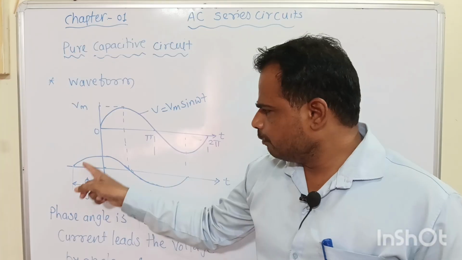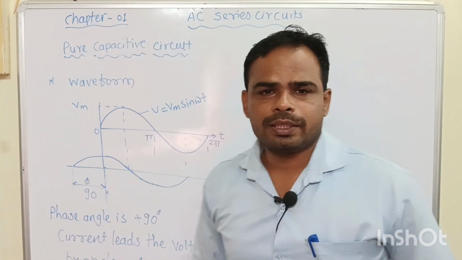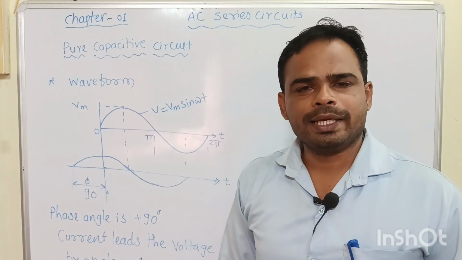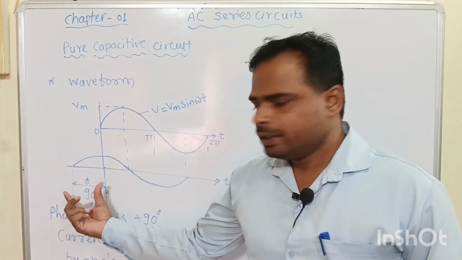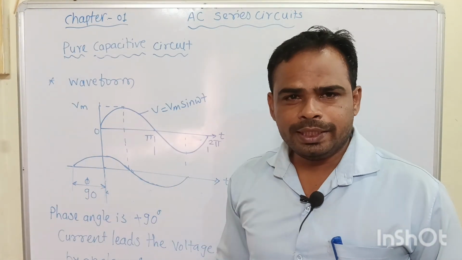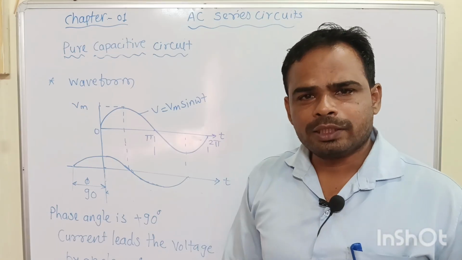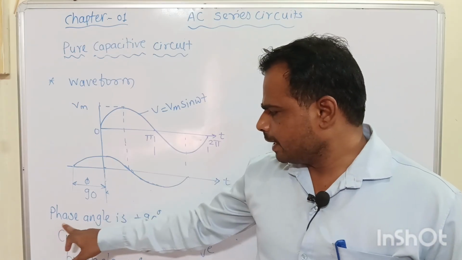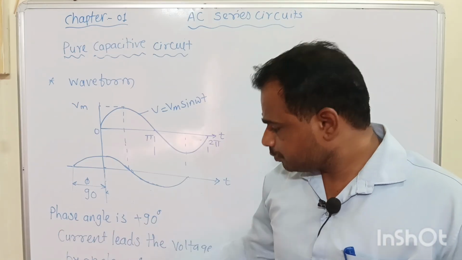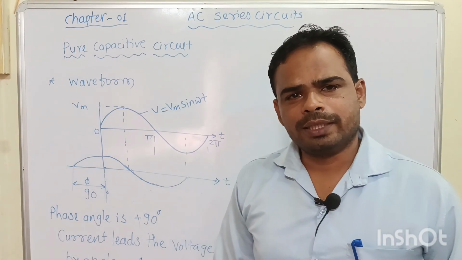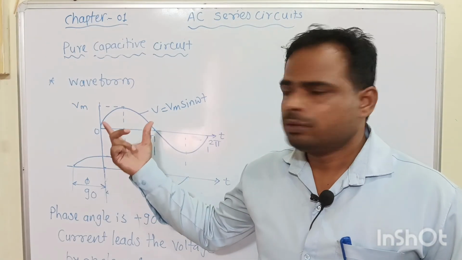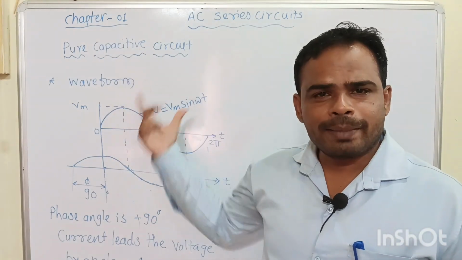And this is the waveform of current. See here, current leads the voltage by an angle of 90 degrees. Here phi is equal to 90 degrees. It means the current is leading the voltage by an angle of 90 degrees. Here the phase angle is plus 90 degrees, and the current leads the voltage by an angle of 90 degrees. This is about the waveforms of the pure capacitive circuit.